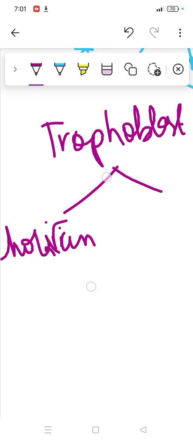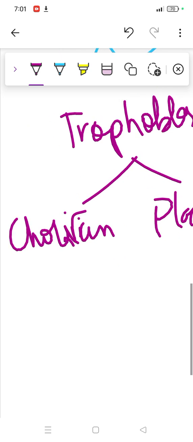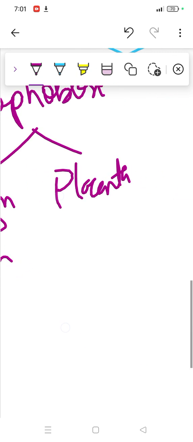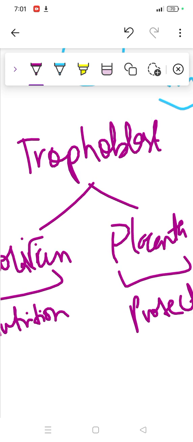Then comes the second part, which is the placenta. This is simply what provides nutrition. Now if you're thinking placenta provides nutrition, so placenta is something which also provides protection, right? So I'm sure it will be clear. Trophoblast, all these parts, and embryonic development, which is another thing. You'll see so many stages in that one, but when we talk about blastocyst formation, this is all.